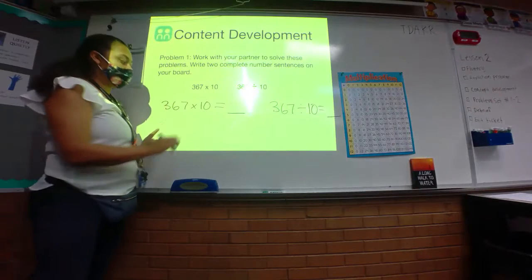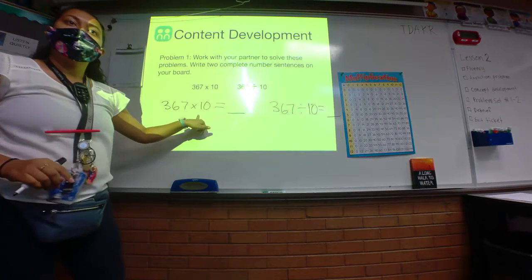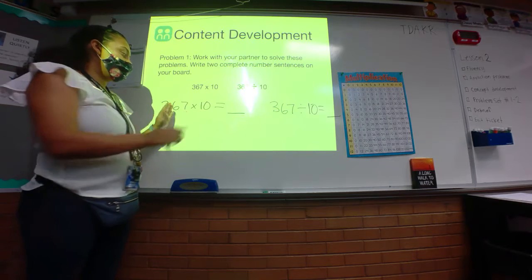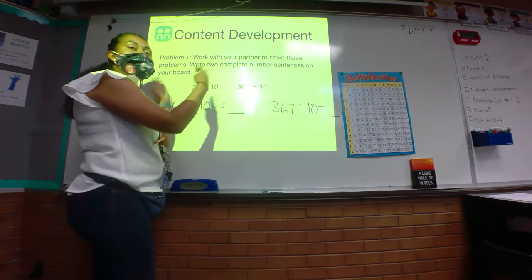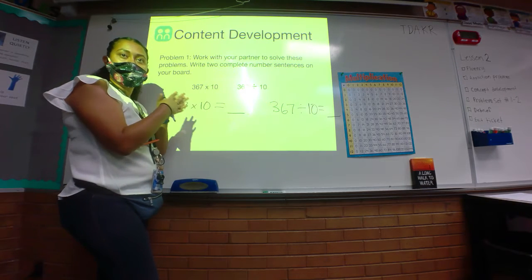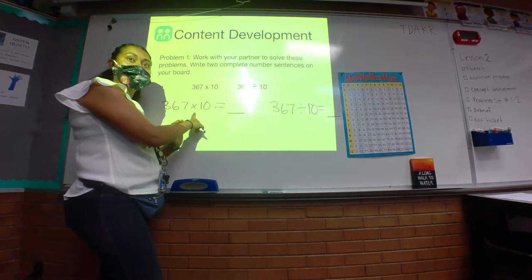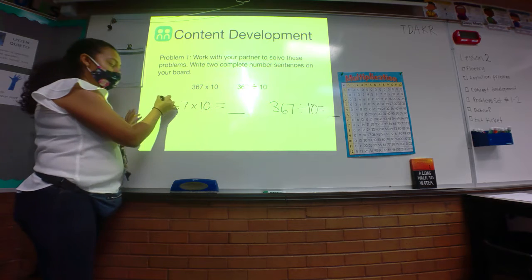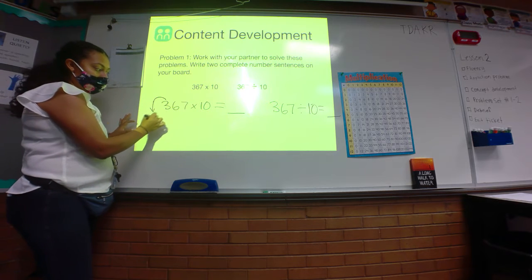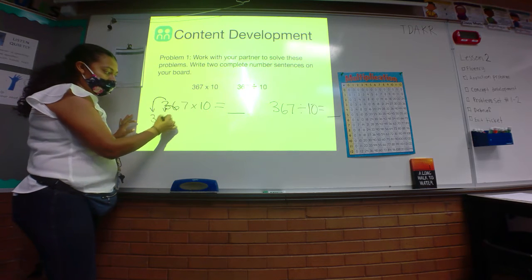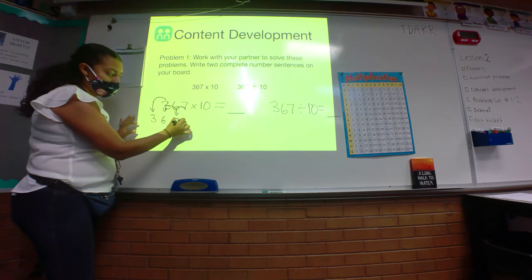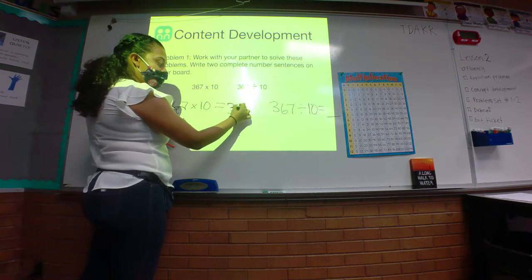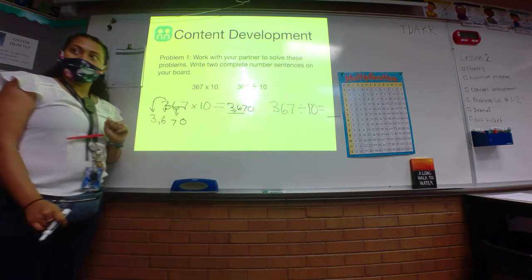All right. So 367 times 10 is 3,670. Okay, so is our answer going to be a bigger place value or a smaller place value? Bigger, because we're multiplying by a whole, okay? So what would be our answer since each one is shifting one time? Did you get this? 3,670. Correct?